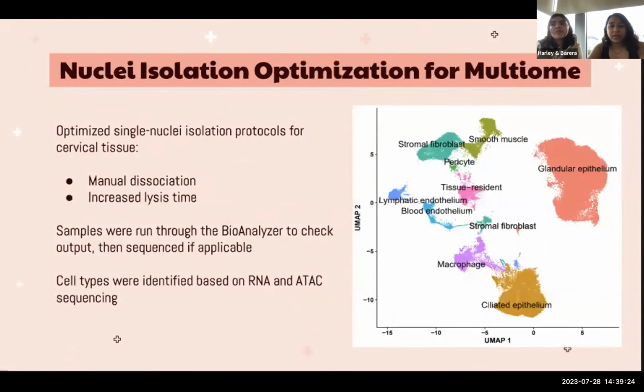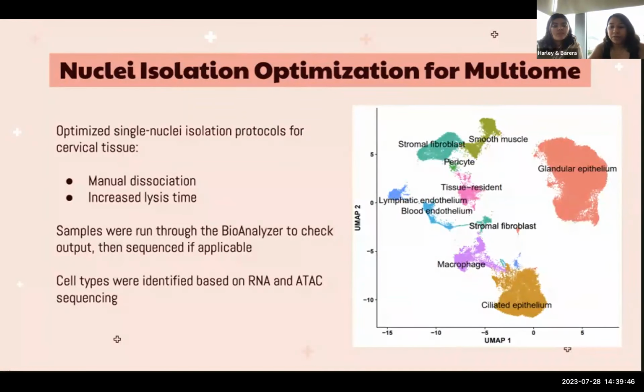So starting with the nuclei isolation optimization for multiome, we started working with cervical tissue that had been snap frozen, and we did a number of trials, and we found that we got the best results with the manual dissociation. So taking the tissue and cutting it into tiny pieces with a Dremel and a scalpel, and then increasing the time it spent in the lysis buffer.